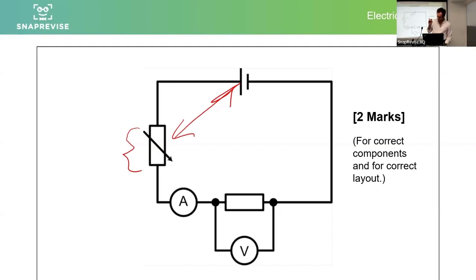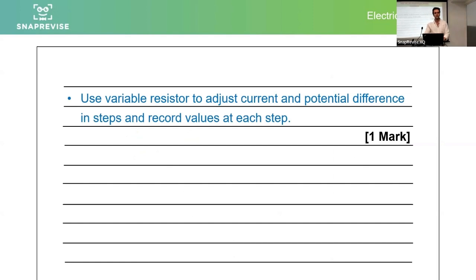And then the remaining 3 marks will be for describing a method. So use the variable resistor to adjust the current, and then with the ammeter, measure the current, and with the voltmeter, measure the voltage, and repeat your readings and use the variable resistor to increase the current, and take another reading, and so on and so forth. Plot the graph, and then the inverse of the gradient of that graph will be the resistance.